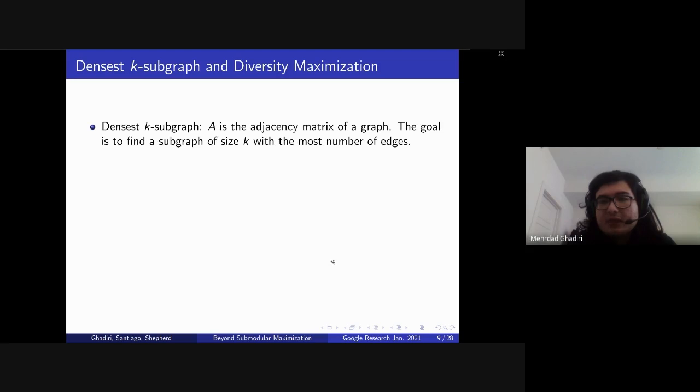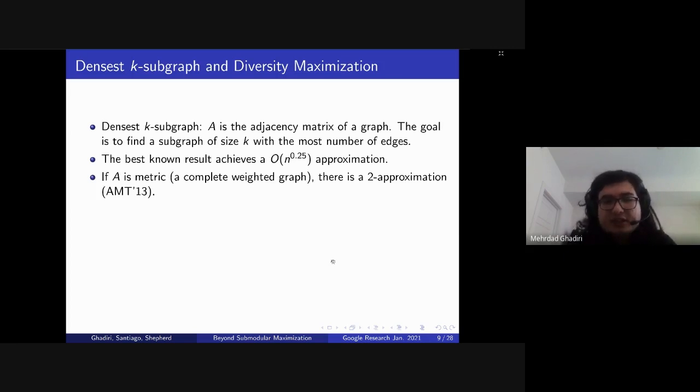So suppose we have the adjacency matrix of a graph, and the goal is to find a subgraph of size k that has the most number of edges. This is the densest k-subgraph. And the best known result is an O of n to the 4th approximation.